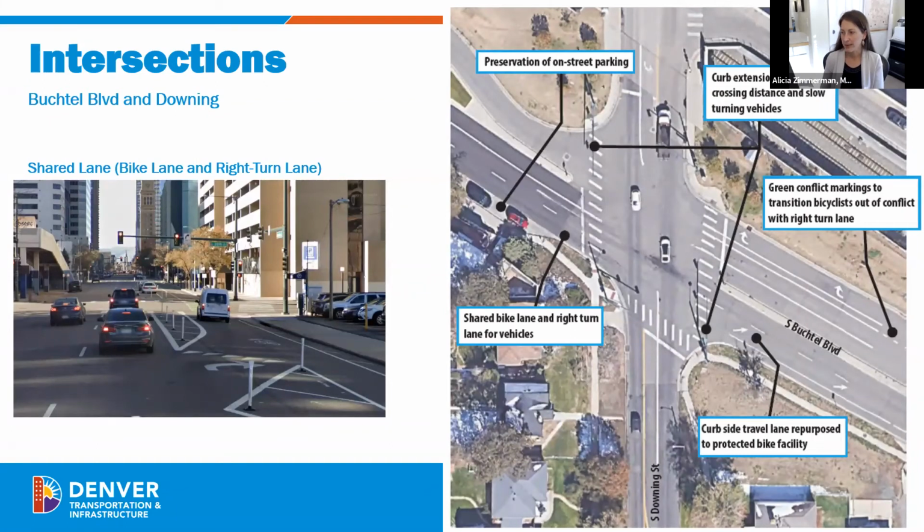Curbside lane repurposed to a protected bike lane facility in this little section down on the southeast corner. Green conflict markings, and then a shared bike lane and right turn lane for vehicles. You'll see another example of a type of shared bike lane on the next slide. This one shows one option that's actually already in place in downtown Denver, where room is tight, and the right turning vehicles and the bicycles share that bike lane, but the right turning vehicles are the ones who have to yield to the bicycles in that bike lane.